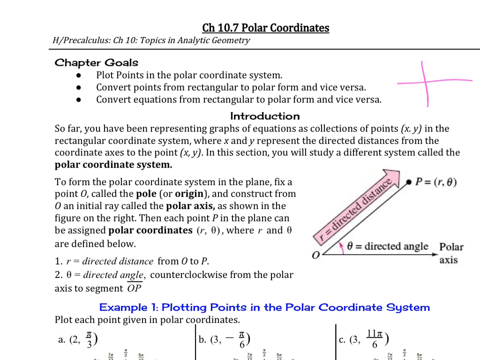To form the polar coordinate system in the plane, we're going to fix a point O called the pole or origin and construct from O an initial ray called the polar axis, as shown in the figure on the right. Then each point P in the plane can be assigned polar coordinates r, theta. And so r is the directed distance from O to P, and theta is the directed angle counterclockwise from the polar axis to segment OP. Okay, so just notice this is r and theta. Theta is our angle, and here is the directed distance.